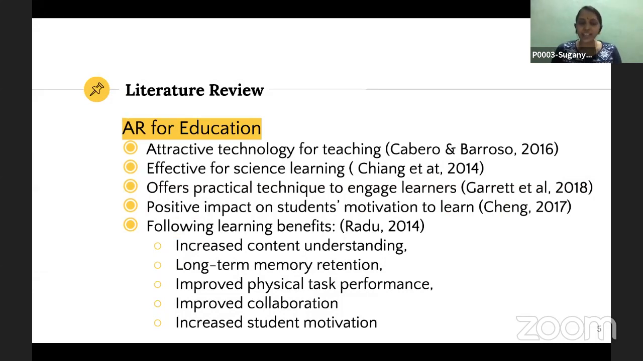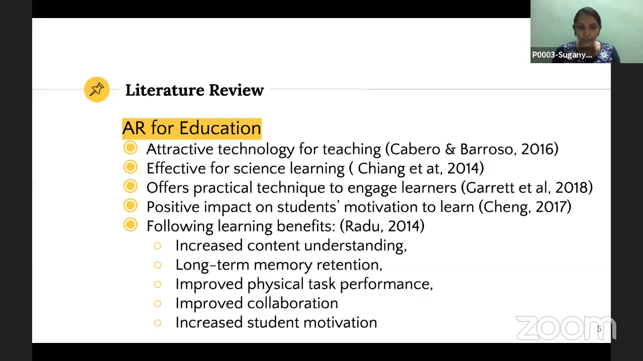AR technology has emerged everywhere and currently it is booming in education. The following are the findings of researchers on AR for education. AR is found to be attractive for teaching. AR is found to be very effective, especially for science teaching. AR offers a practical technique which engages the learners. AR has a positive impact on students' motivation towards learning.